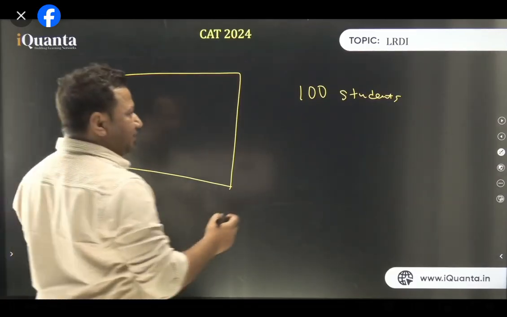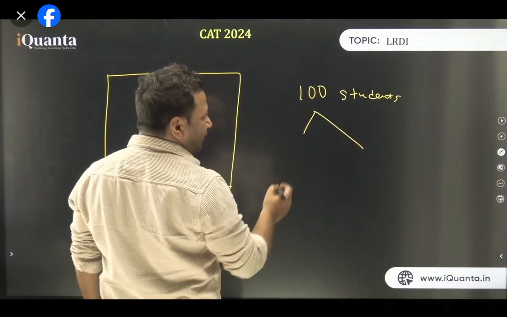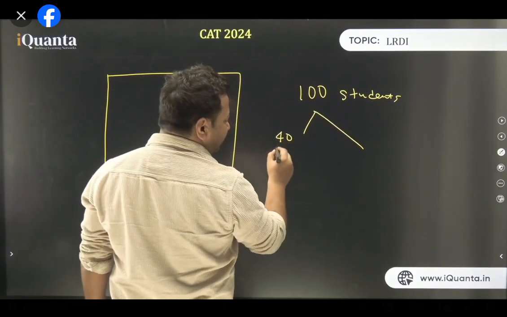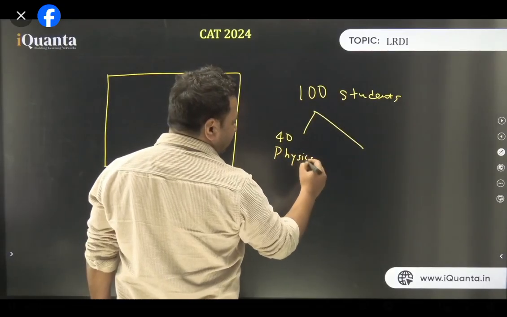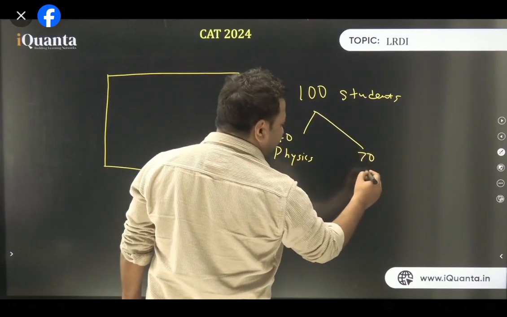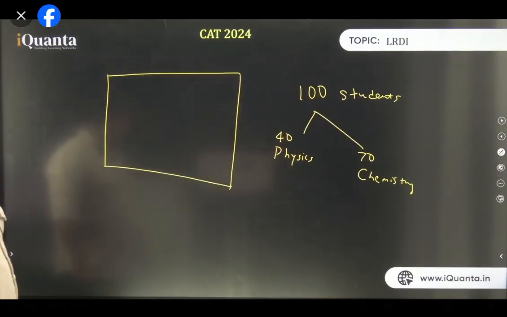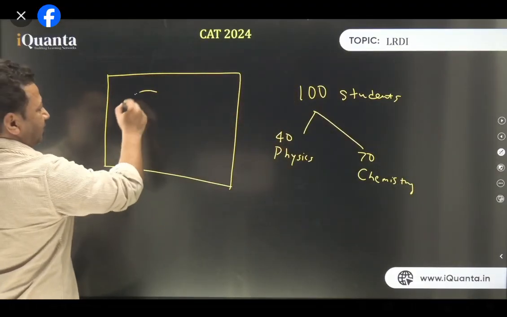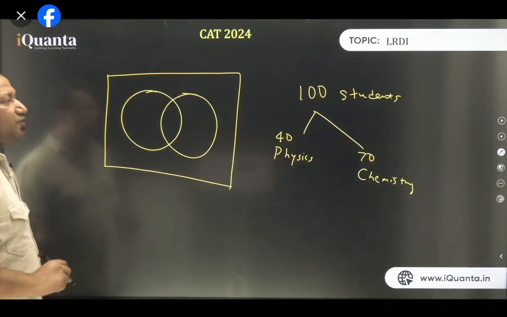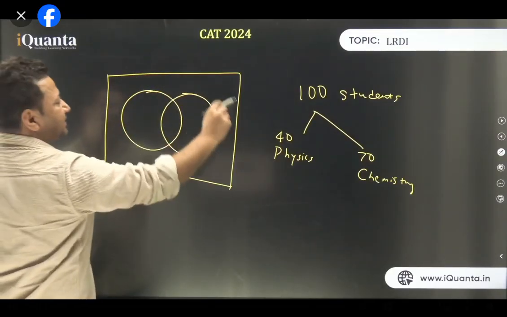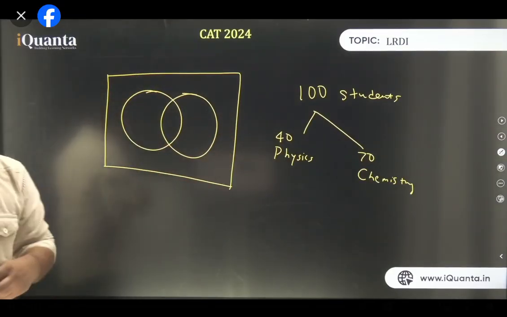Let's say out of which 40 study physics and 70 students study chemistry. All right, how is it possible? So what I'm going to tell you over here is this rectangle will represent all the 100 students.